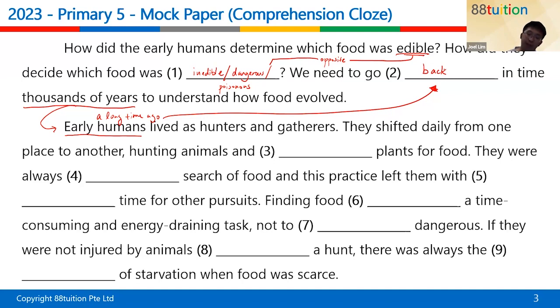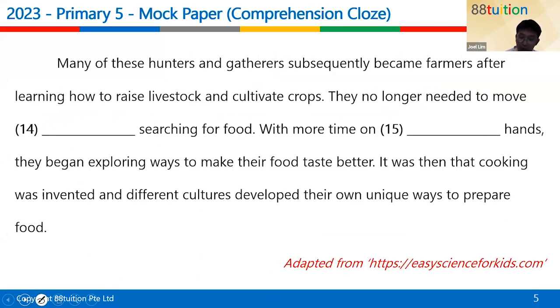If you're going back in time, you're traveling back to the past to realize how humans changed and evolved their eating habits. So they shifted daily from one place to another, hunting animals and what plants for food. So hunting would be for animals. What would be the word for plants over here? And you know what? You can't say planting plants because over here, they haven't started farming yet, right? Only when they started farming did they start planting plants, right? But you can't say planting plants here yet because I have read the entire passage. I know that later on in the passage is when they talk about humans becoming farmers.